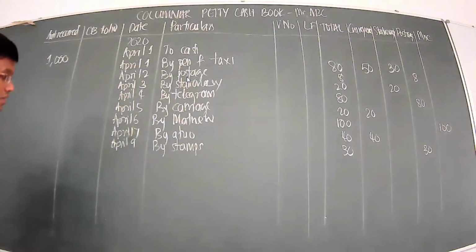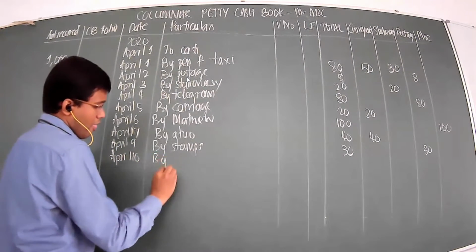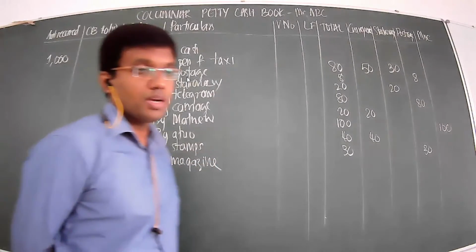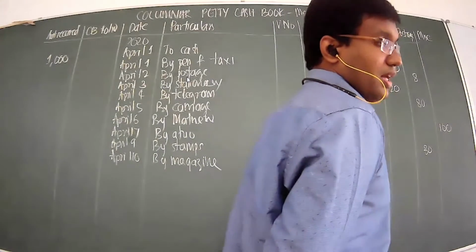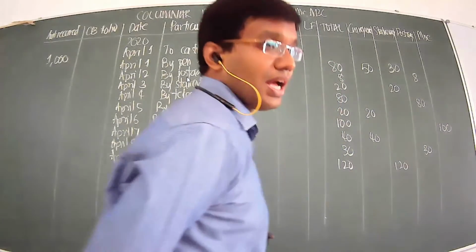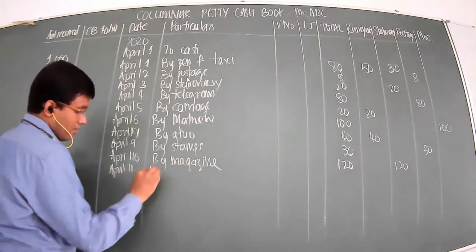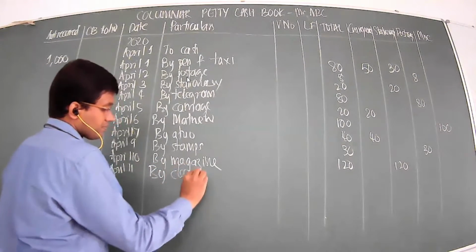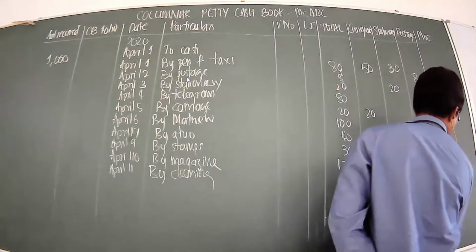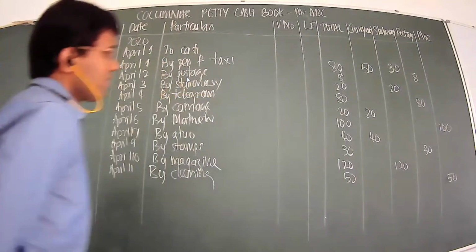Paid for magazine. So April 10th, buy magazine. We have 120, and we can put this under stationery. And finally, you have floor cleaning. So April 11th, buy cleaning, it is 50, and we can put this under miscellaneous. Okay, so now we are done with the transactions.